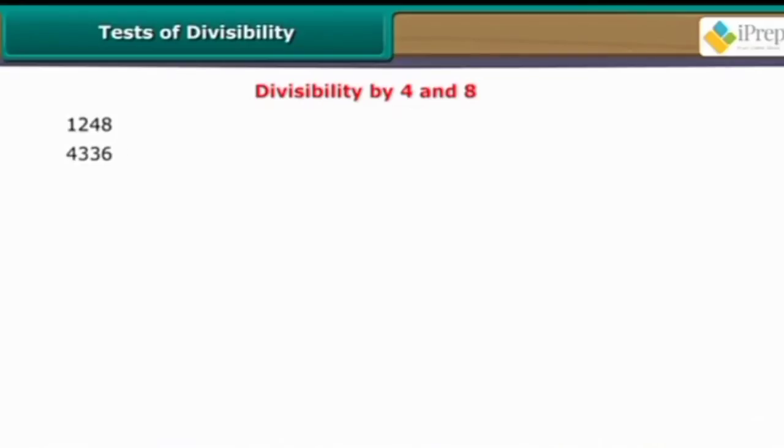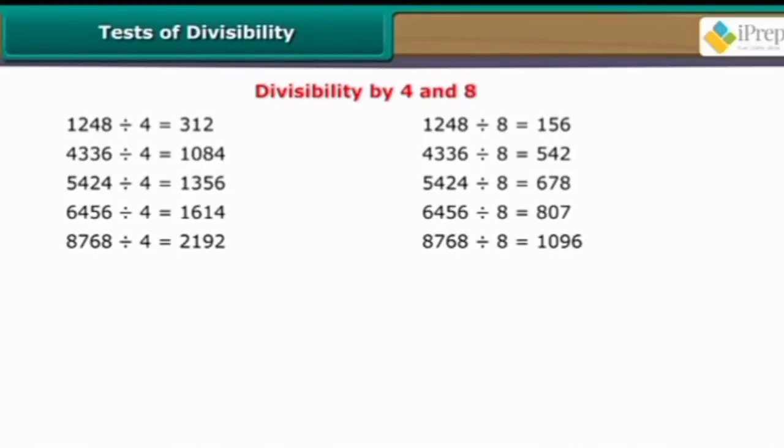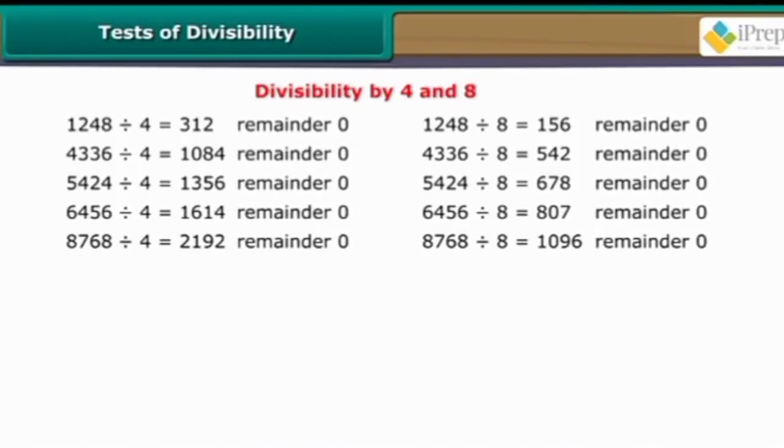Consider some numbers: 1248, 4336, 5424, 6456, 8768. Let us divide them by 4 and 8. 4 and 8 divide them all exactly, leaving no remainder.